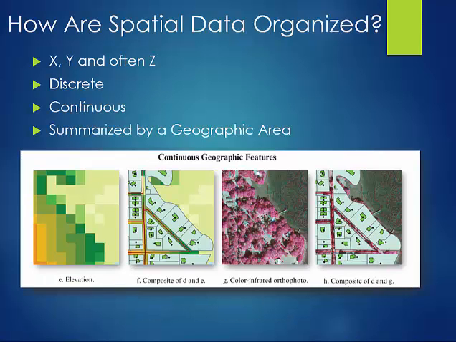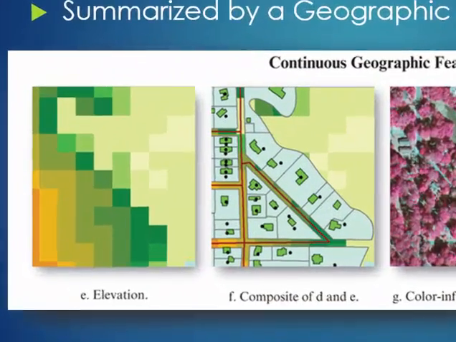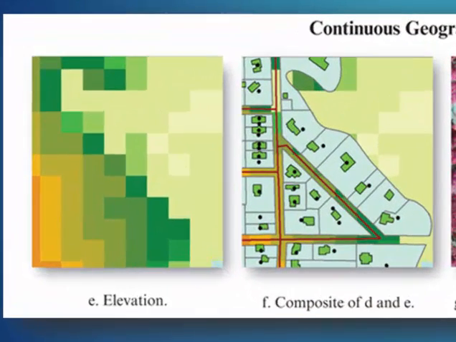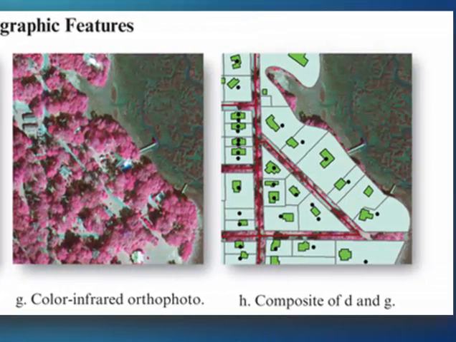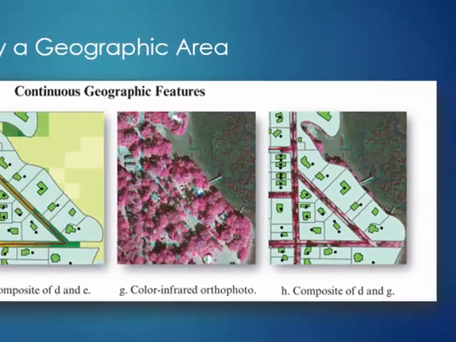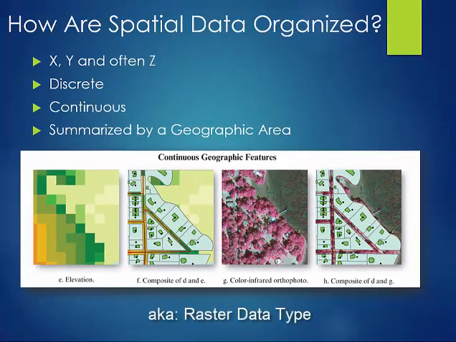Continuous geographic features are defined as phenomena that exist continuously in the landscape. Examples of continuous geographic features include elevation, temperature, relative humidity, gravity, wind, atmospheric pressure, and so on. This is considered the raster data type.